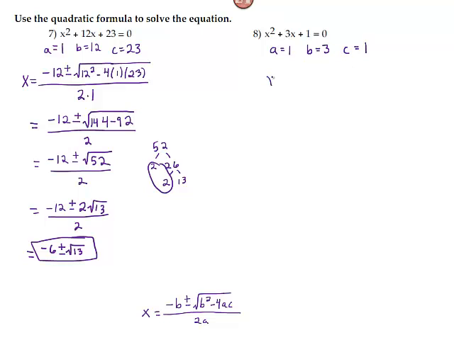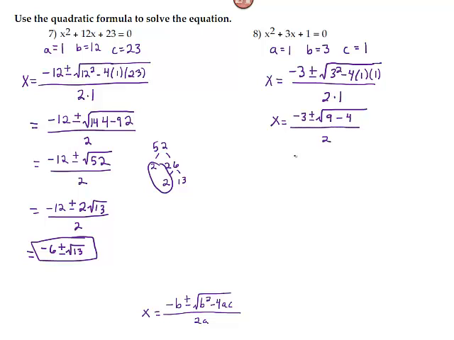So we fill in our good old handy dandy quadratic formula. Negative 3 plus or minus the square root of B squared minus 4 times A times C all over 2A. So we start off by simplifying the square root sum. 3 squared is 9. 4 times 1 times 1 is 4, so that's minus 4. 2 times 1 on bottom is 2. So 9 minus 4 is 5.